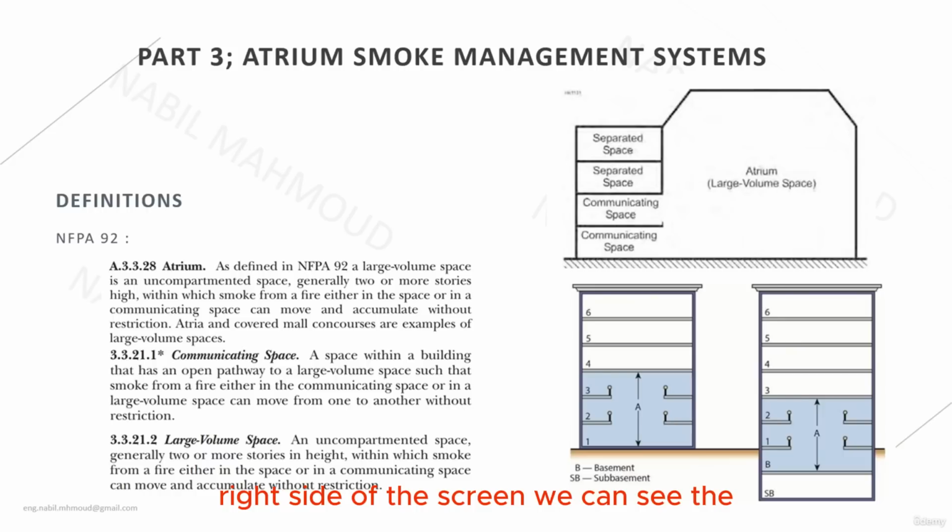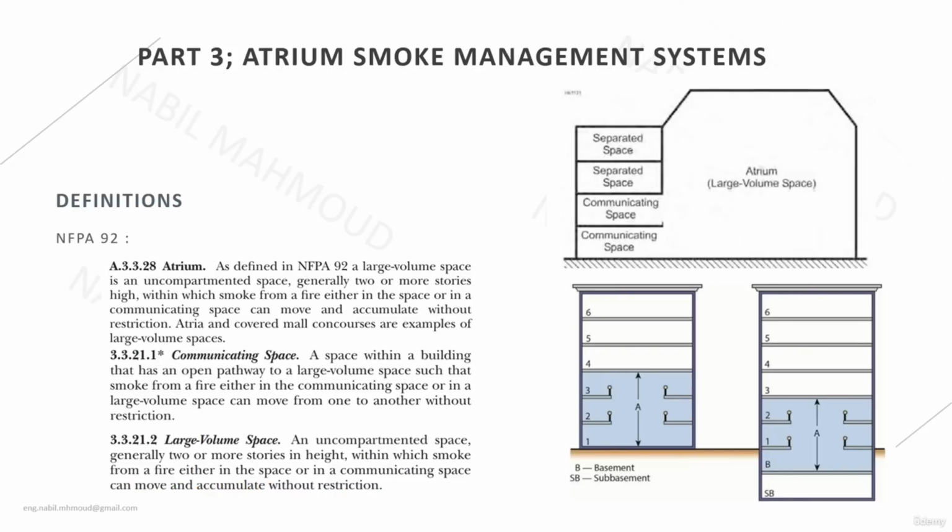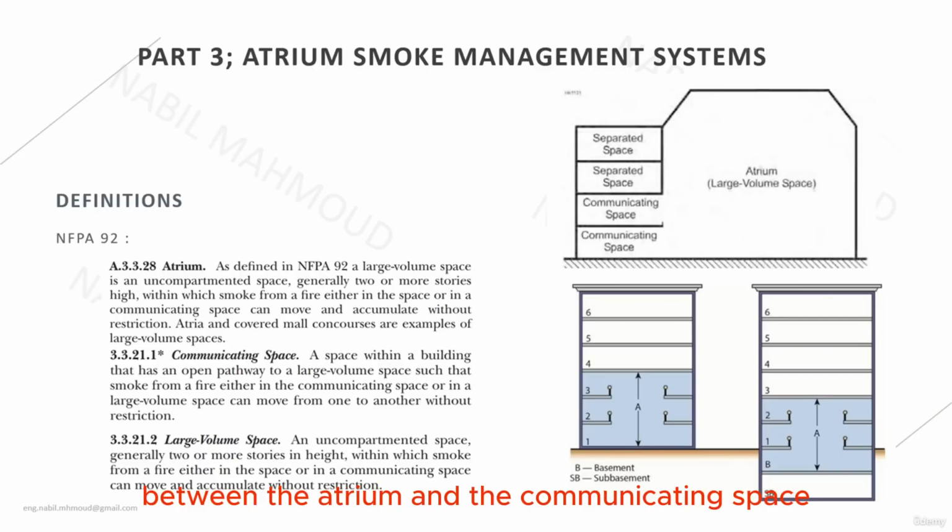If we refer to the figure on the bottom right side of the screen, we can see the volume enclosure shaded in blue is the communicating space, because it's a space that is open for only 2 stories high. However, on the top right side of the screen, this shape has both the atrium and the communicating space. Atrium is a single large volume space that is open vertically to more than 2 or 3 stories high. And this is the difference between the atrium and the communicating space in accordance with NFPA 92, which is the standard for smoke control systems.